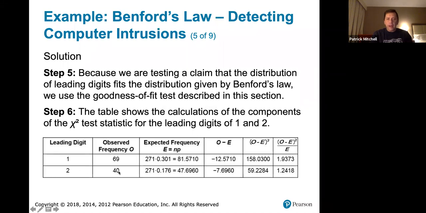Let's look at the 2. 2 came up 40 times. We expect it to come up 17.6% of 271, which is 47.696. 40 minus 47.696 is negative 7.696. You square that, you get 59.2284. Divide that by 47.696, you get 1.2418.